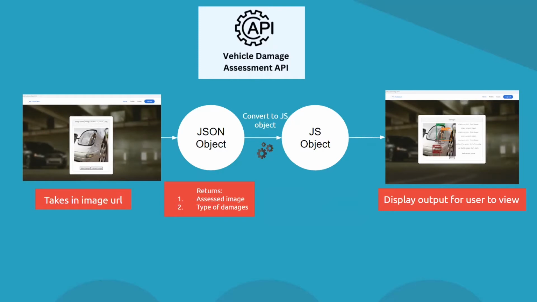damage picture. And since we need to allow users to upload pictures, we first allow users to upload the picture and then we store this picture in Firebase Storage, which returns us a URL. And then with the URL, we load it into the API, which then returns us a JSON object. And we convert it into a JavaScript object to display it for the user.